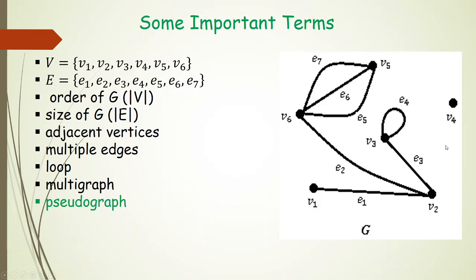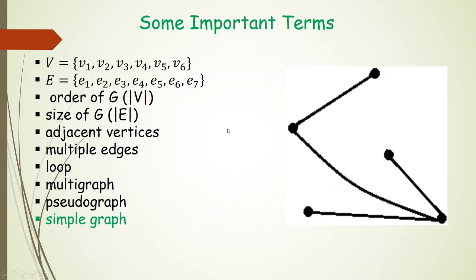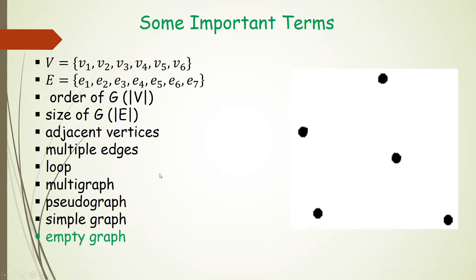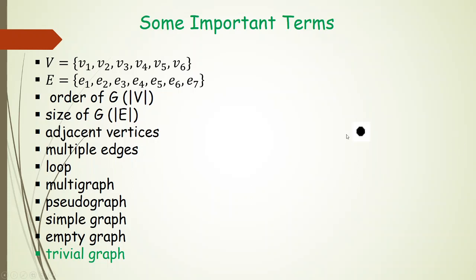So this is an example of a pseudograph. And a simple graph is a graph which does not have a loop and does not have multiple edges. So this is an example of a simple graph. An empty graph is a graph with no edges. So as you can see, all vertices only. And a trivial graph is a graph which consists of one vertex only. So this is your trivial graph here.